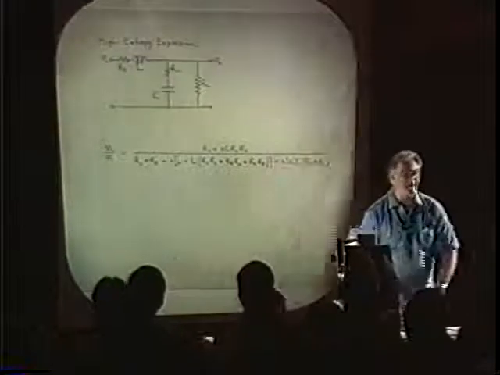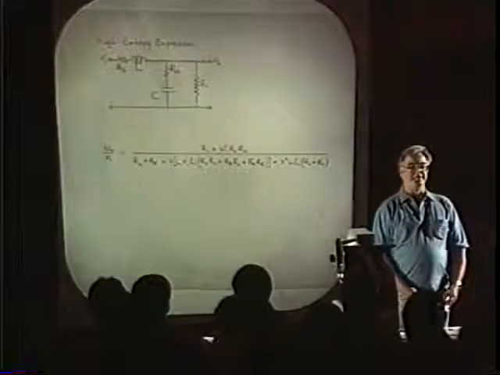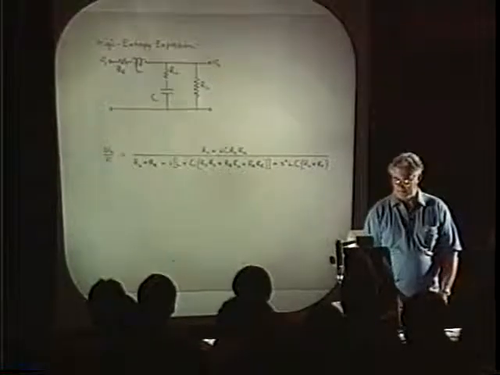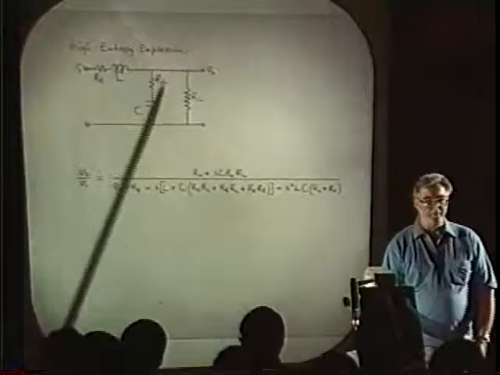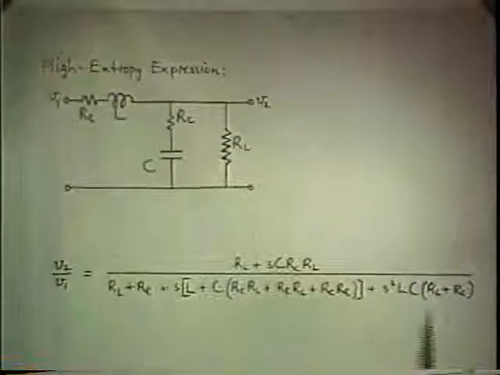Now, here's another example. A little more complicated circuit. This is the RLC low-pass filter with triple damping. That is, it's got 3 resistors in it. The normal analysis of that for the voltage transfer function would lead to this result.